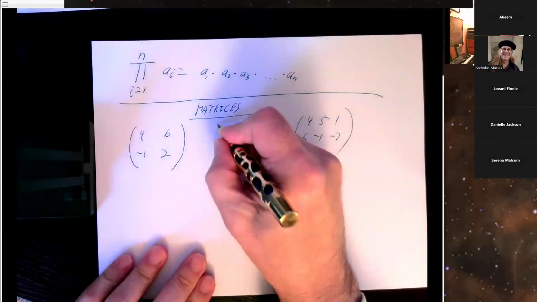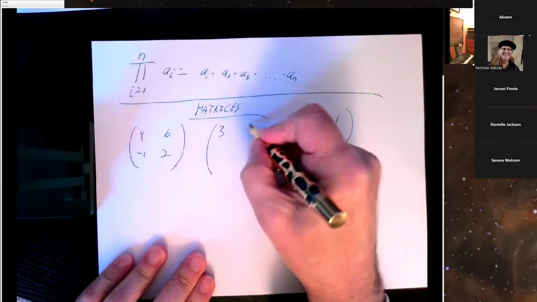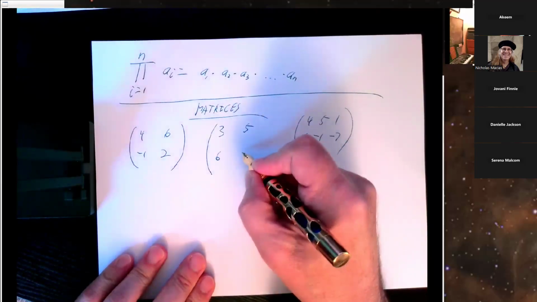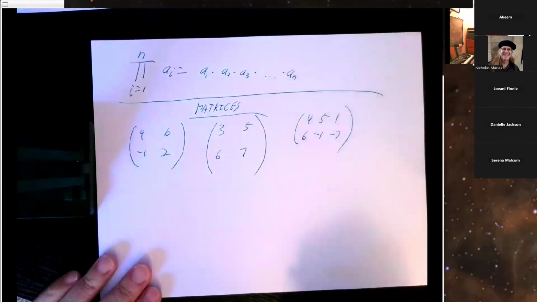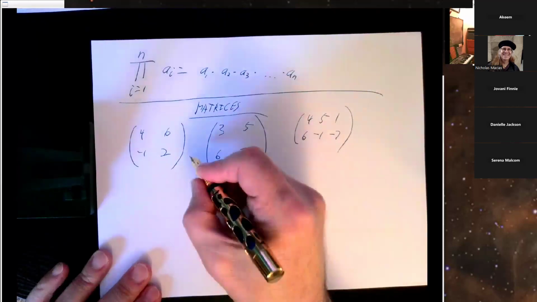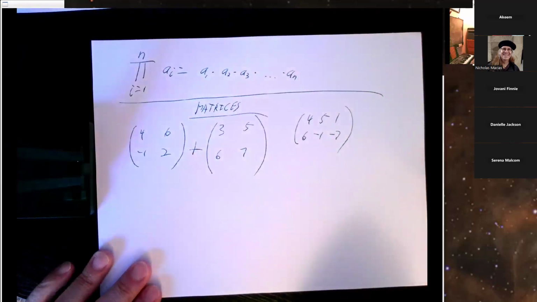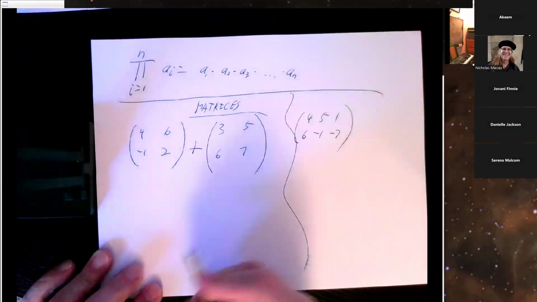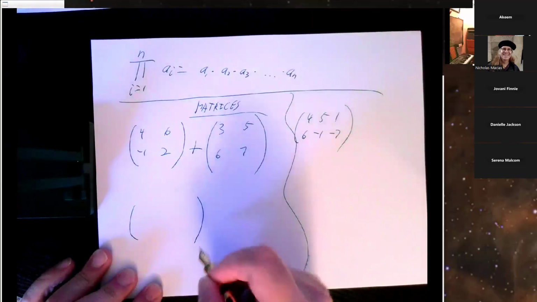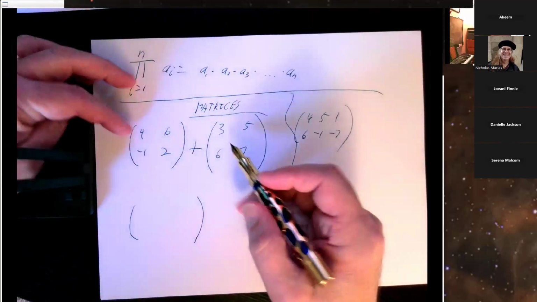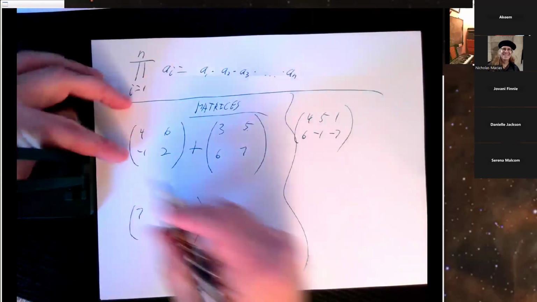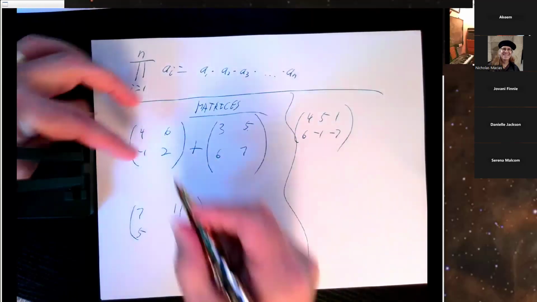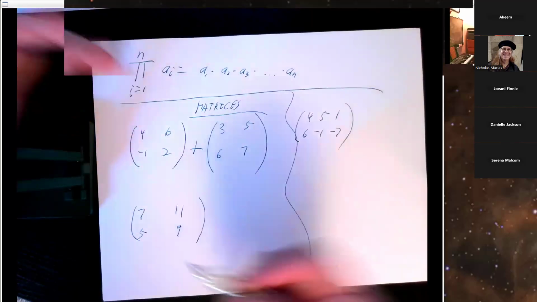And if we have, say, a pair of matrices, and they have the same number of rows and columns, we can define something like addition. So if I want to add these two matrices, I do the simplest thing I could imagine. I just go element by element. 4 plus 3 is 7. 6 plus 5 is 11. -1 plus 6 is 5. And 2 plus 7 is 9. There's my addition.